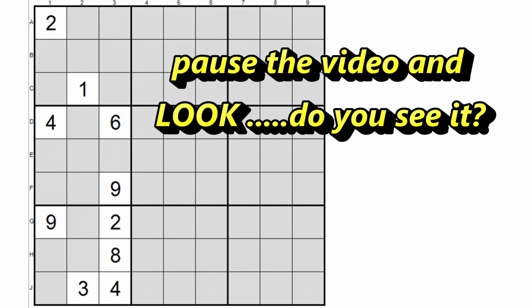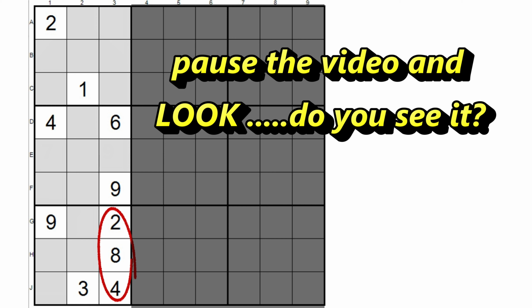Think, do you see it? Pause this video and look. The completed segment is here in block 7, and the only numbers in that stack that are not in block 7 are the numbers 1 and 6.